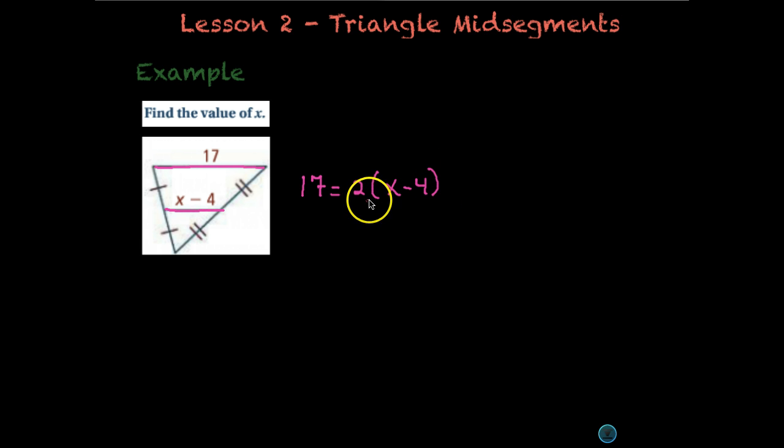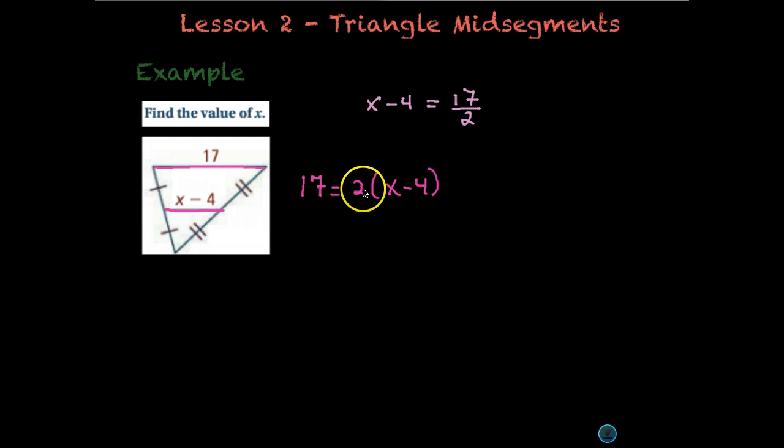It's easier for me to work with multiplication than it is to work with division. The other way we could write this is you could say that x minus 4 is equal to 17 divided by 2, but then you're going to have to multiply both sides by 2 to get this out of the denominator. So let's go ahead and work with this relationship.